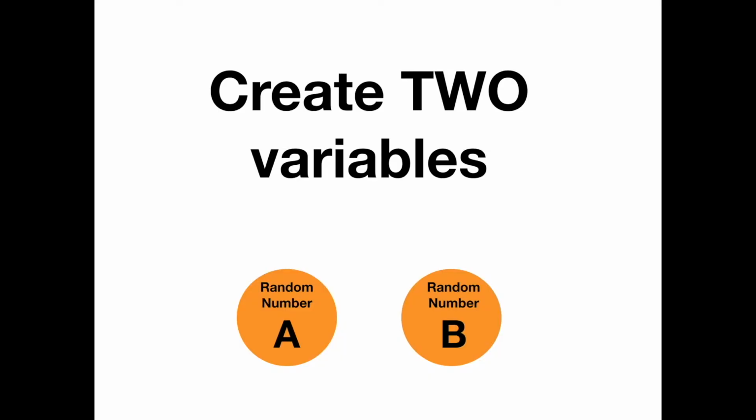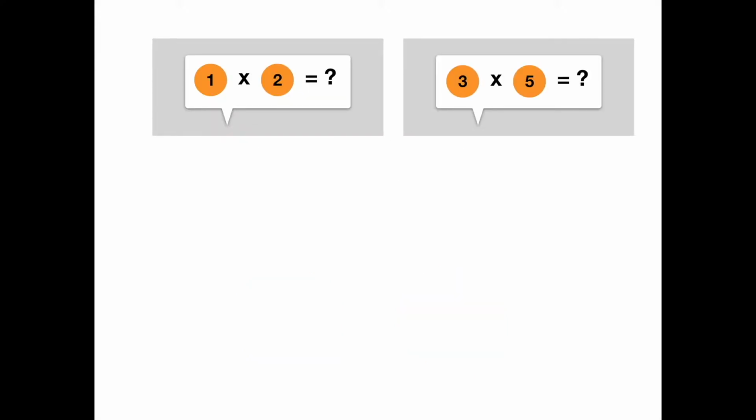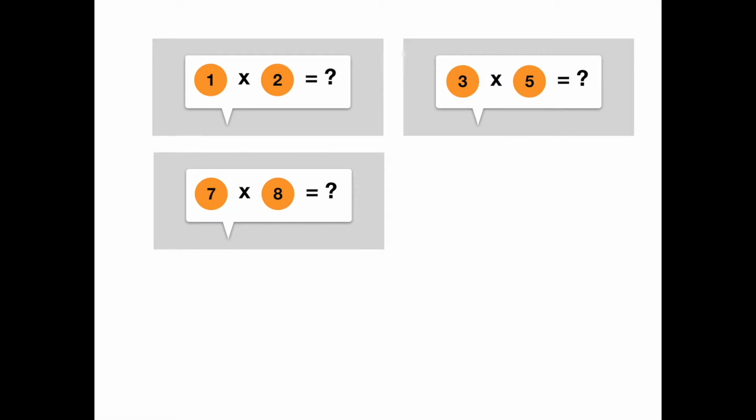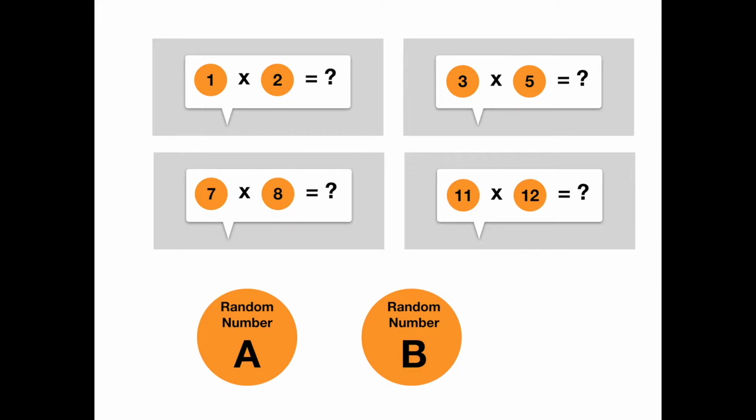In this first video, we're going to look at creating variables and using variables to generate random numbers for our multiplication sums. In our game, we want to present different multiplication sums, targeting different times tables and different levels of difficulty. To do this, we need to create two random numbers that we can use in a multiplication sum.